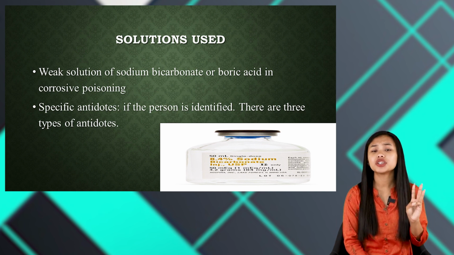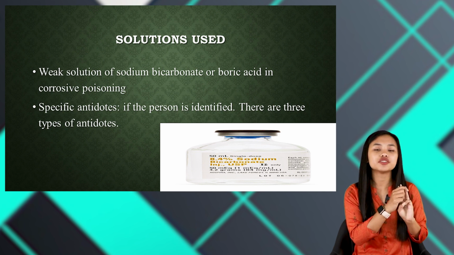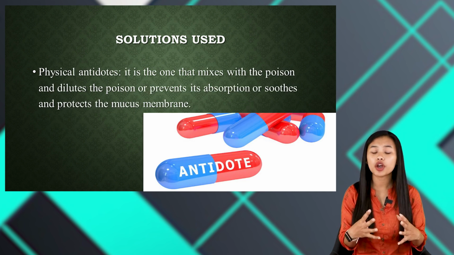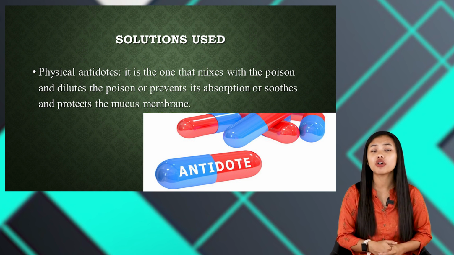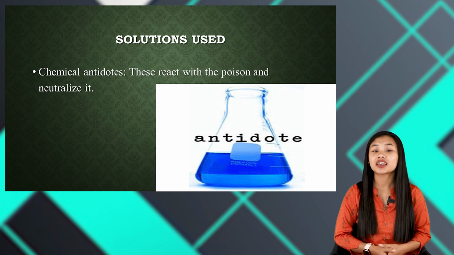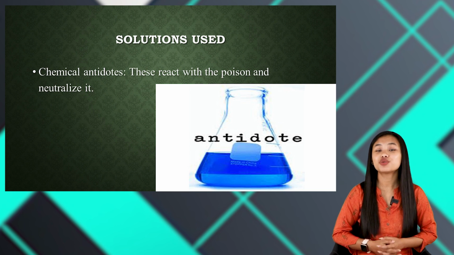So here there are three types of antidote, that is the physical, the chemical, as well as the physiological antidote. So what is a physical antidote? A physical antidote is the one which can be mixed with the poison or dilute the poison, or even prevent its absorption, and it can also soothe and protect the mucous membrane, whereas a chemical antidote is the one that will react with the poison and neutralize it, and the physiologic antidote is the one which will have a systemic effect opposite to that of the poison.